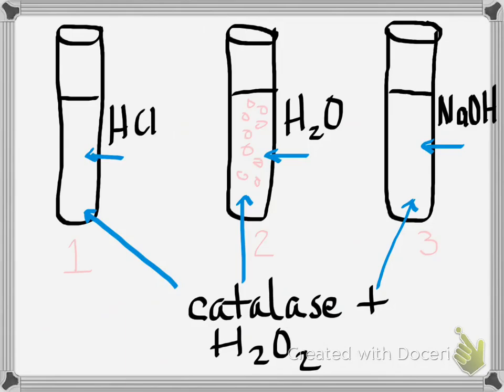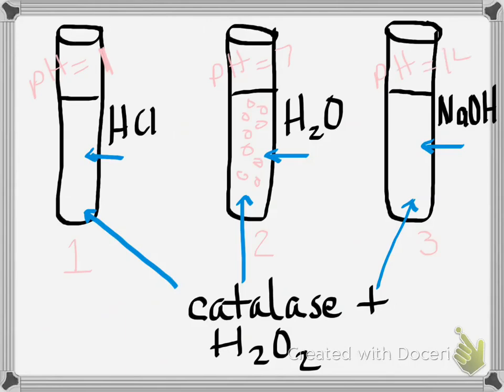Now, in this drawing, I'd like to also add in the pH. What was the pH for test tube number 1? pH of 1. How about test tube number 2? Around 7. Do you agree with Alex? Around 7? Yes? Okay. And then lastly, test tube number 3, pH? 14.